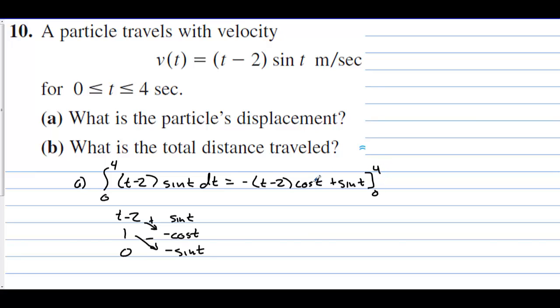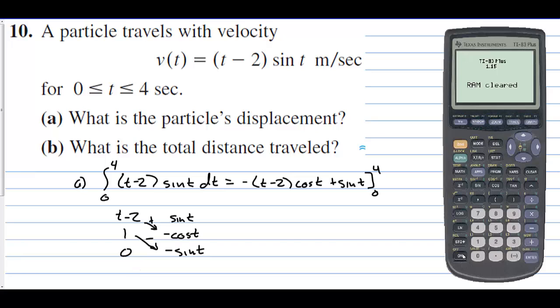Now, I do not know what the cosine of 4 is. That's going to be a decimal value. We're going to finish this one up with the calculator. Well, in order to solve this, if we have to use the calculator, we might as well not have done the integral, but that's okay if we did a little bit of the integral by hand.